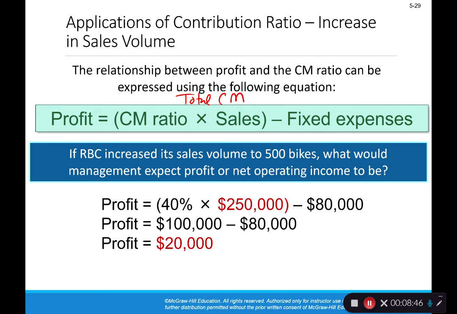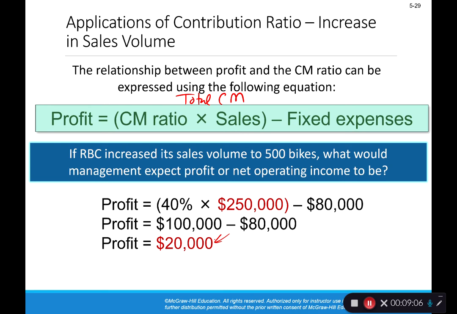So again, going back to our bike example, when we sold 250,000, if we multiply that by 40%, that gets us our CM of 100. Then take out our fixed costs, gives us our profit of 20. That's just a quicker way of getting to the bottom line profitability. If we know what sales is, we can always predict what profit would be.